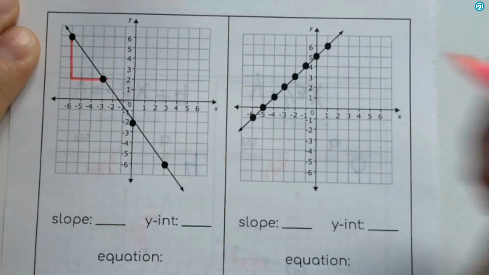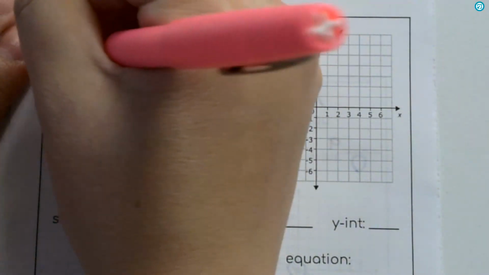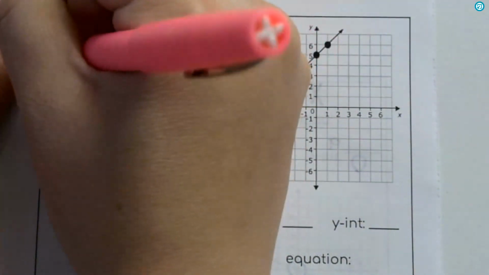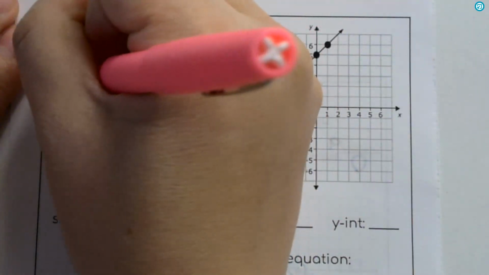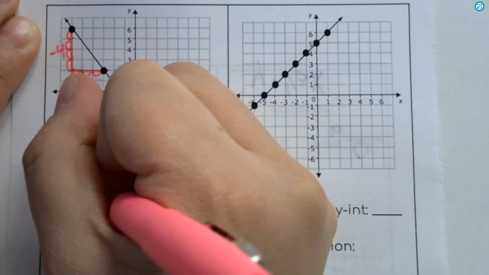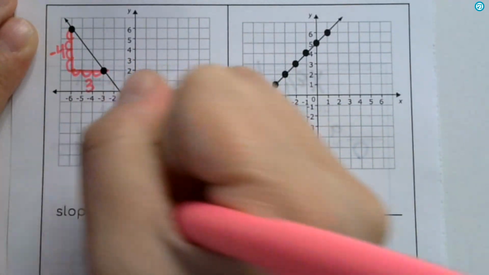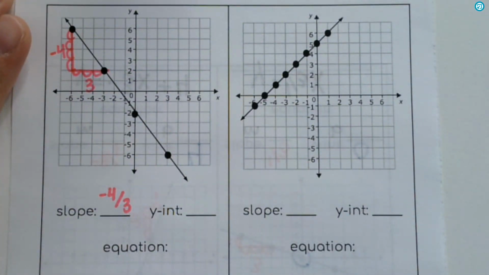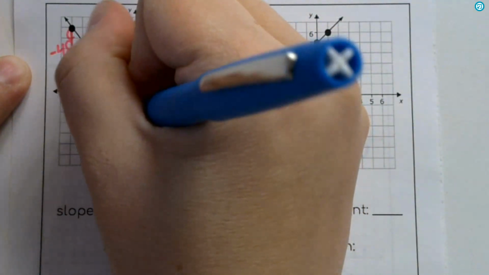So I'm counting rise. I go down 1, 2, 3, 4. So my rise is -4. And then my run is 1, 2, 3. So my slope is -4/3. Then, what is my y-intercept on this one? -2. Make sure you're going to your y-axis, not your x-axis.